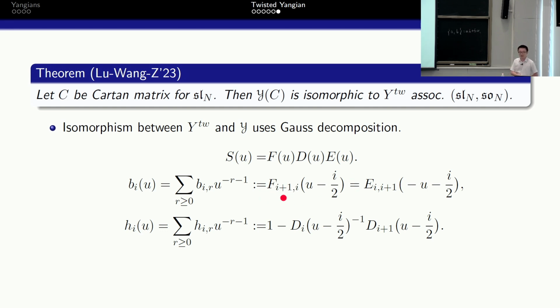So here f_{i+1,i} equals e_{i,i+1} with some parameter shift. And this will give you one series, that's your b_i. And for the Cartan part, you still have a formula similar to the Yangian case. And then you have a map from this new algebra to the twisted Yangian. You verify it is an algebra homomorphism. And the verification of the defining relations in this case is much more complicated than in the case of the Yangian. And again, the isomorphism follows from some PBW theory.